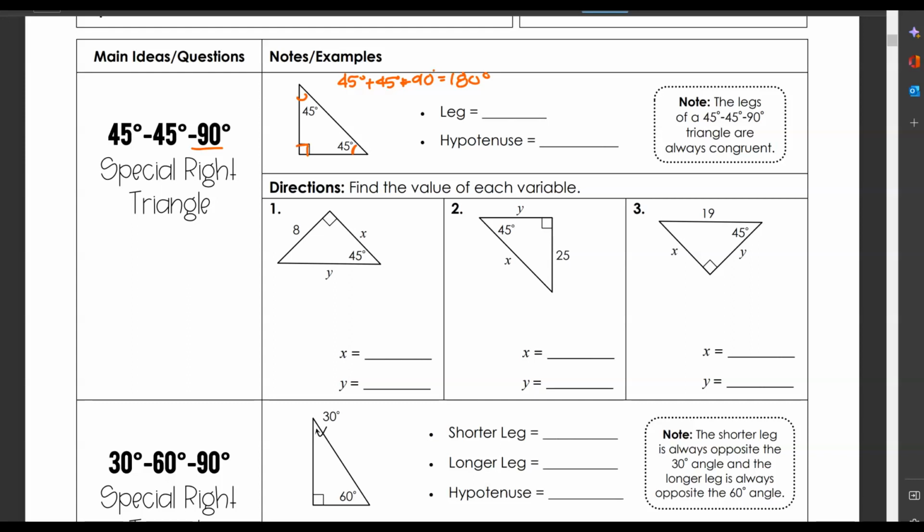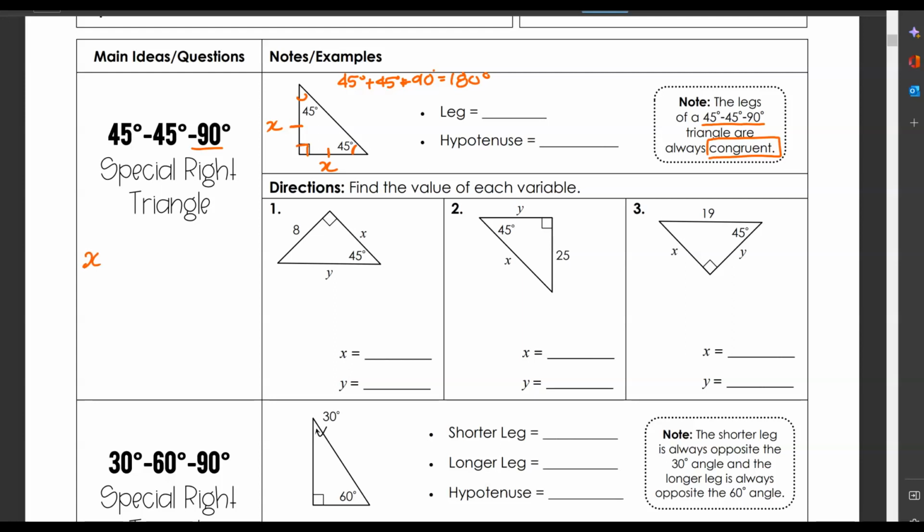Well, for one, the legs of a 45, 45, 90 triangle are always congruent. This means that this leg and this leg are the same exact size. So this length here is going to be x, and therefore this length is going to be x. Now we've done the Pythagorean theorem, so let's come over here. What would the hypotenuse be?